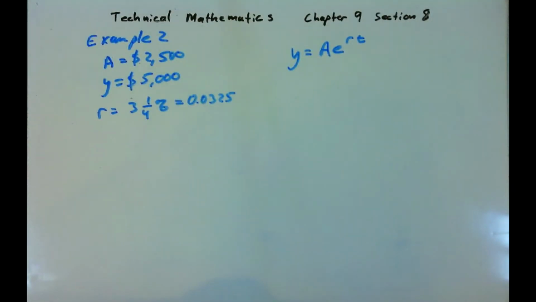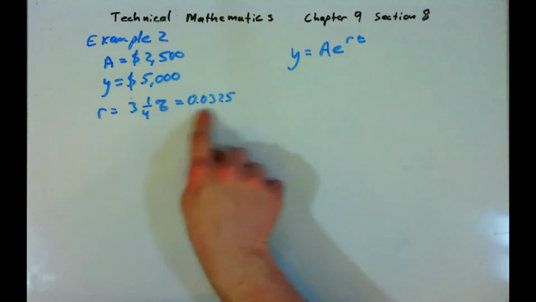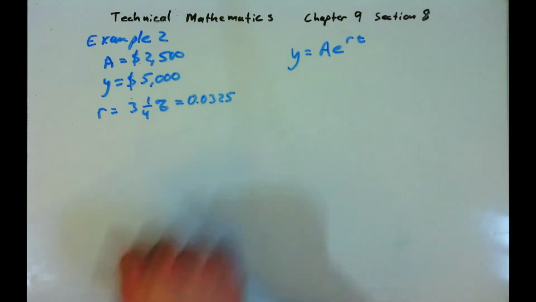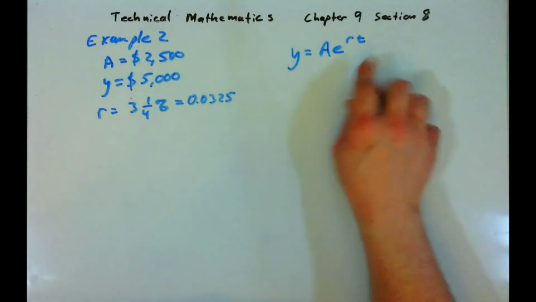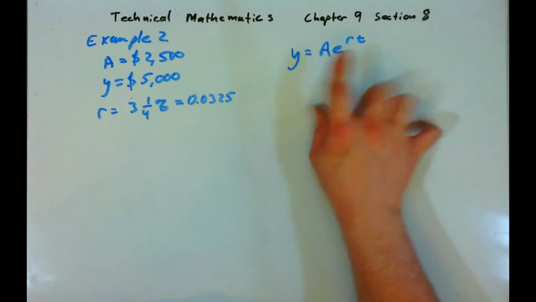This is example 2. It says Mary and Sid deposit $2,500 into a savings account that pays 3 1/4% compounded continuously. And how many years will the amount in the account double? So we start off with $2,500. We're earning 3 1/4%, or 0.0325. And we want to know how long it takes for the money to double, the amount of time t.